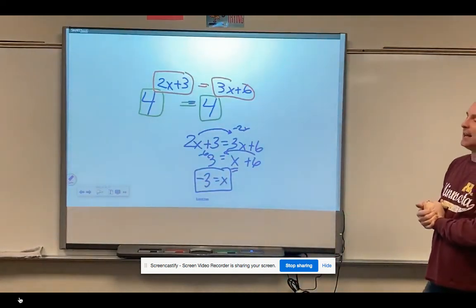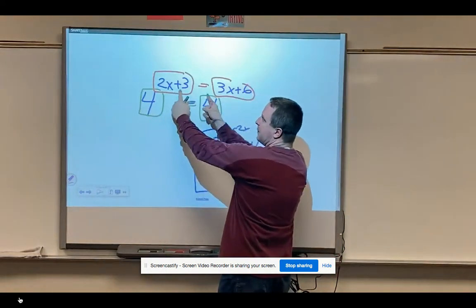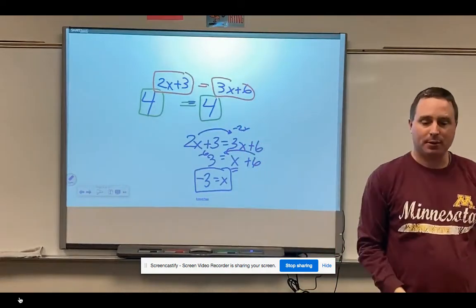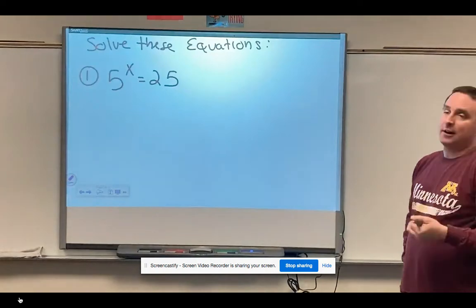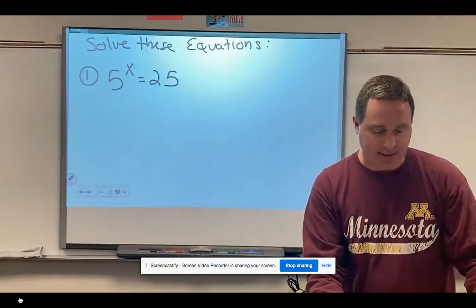Okay? But again, the key concept here is that these base numbers have to be the same. And if the base numbers are the same, then we can just set the exponents equal to each other, and we're in business. Okay? But however, now, if you look carefully at this one, these next couple ones here, the base numbers are not the same.